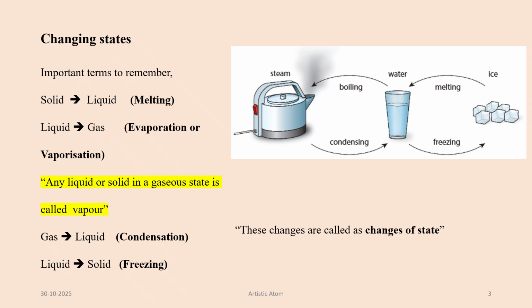Next, if liquid particles lose energy, they get converted into solid, and the process by which this happens is called freezing. So these are the terms involved in changing states. Let's understand why these solids get converted into liquids, liquids into gases, and vice versa. Why does it actually happen?